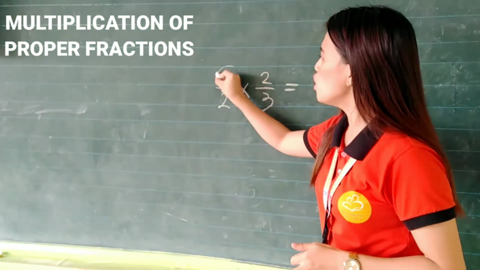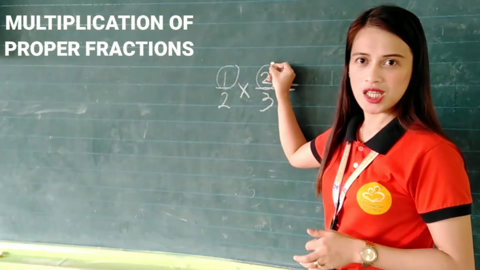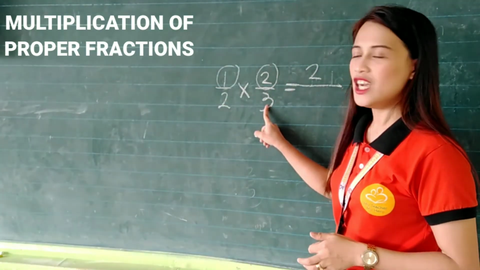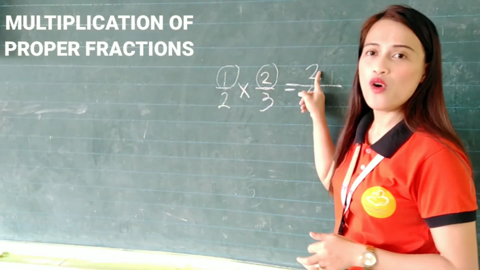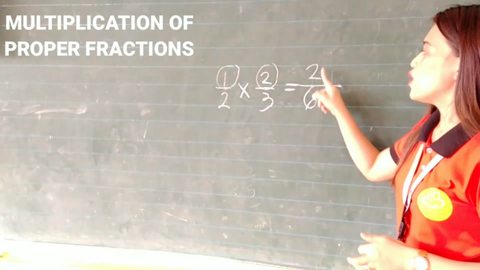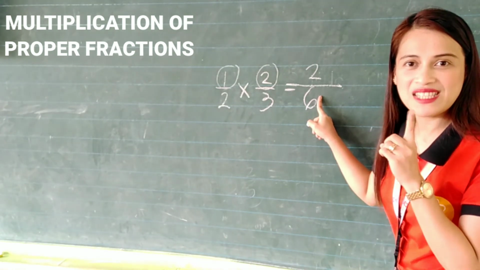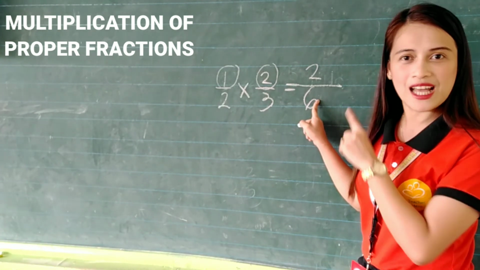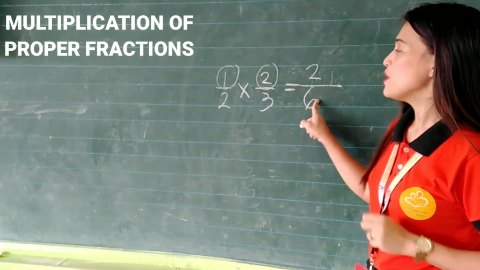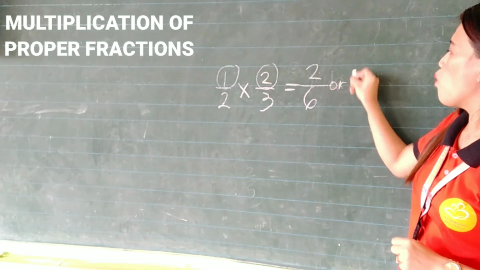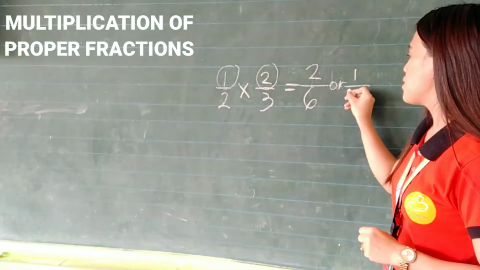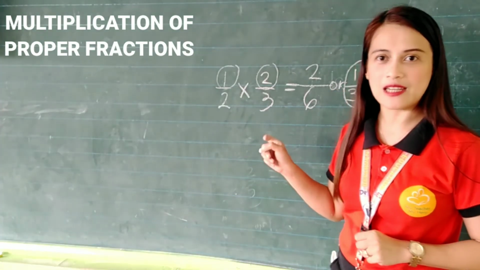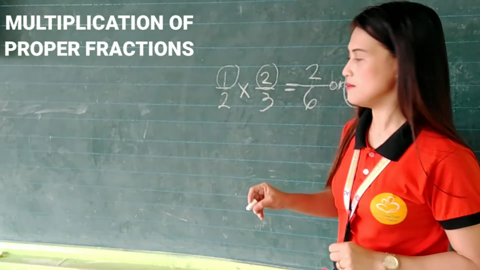I-multiply lang ninyo si numerator by numerator, denominator by denominator. So, 1 times 2 equals 2. 2 times 3 equals 6. So, it's 2/6. And then, reduce to lowest term. Anong number ang pwede ma-divide sa kanilang dalawa? Remember the divisibility rule? It's number 2. So, 2 divided by 2, 1. 6 divided by 2, 3. So, the final answer is 1/3.